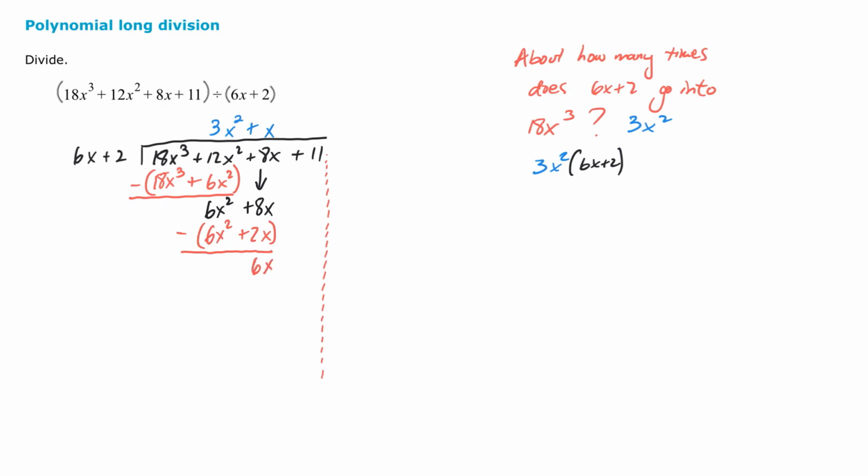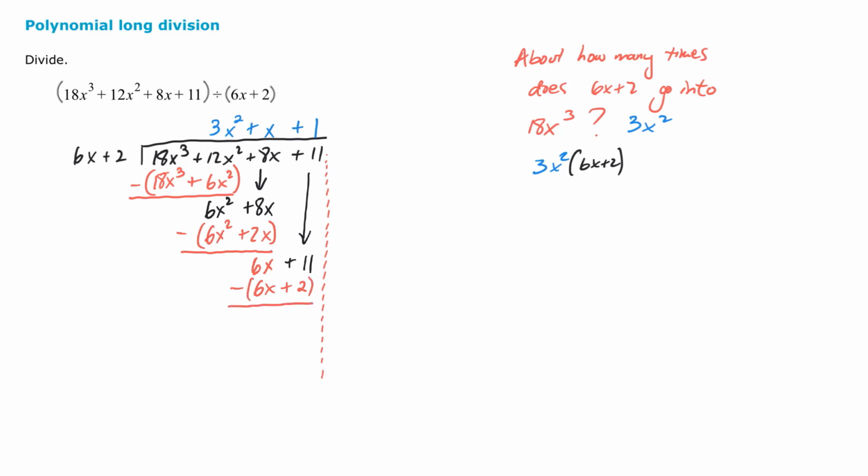And now we're at bring down. Remember, you're being very, very neat as you're doing this. Plus 11. Final question, about how many times does 6x plus 2 go into 6x plus 11? Well, about 1 time. So plus 1 here. Once again, we multiply. We get 6x plus 2. And now we subtract. Make sure you put the parentheses.